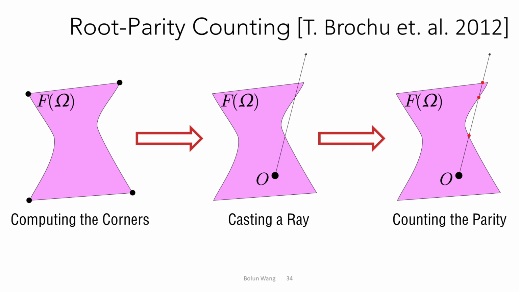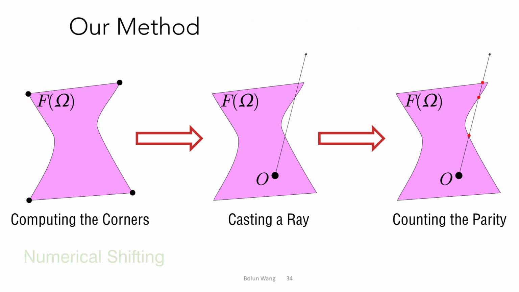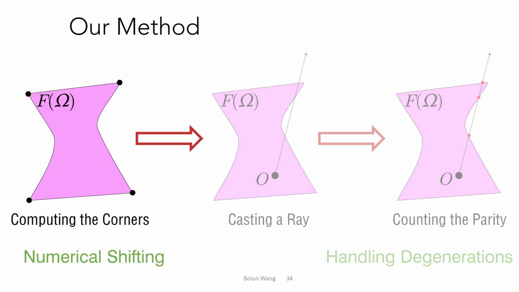Therefore, we propose our method. We employ a numerical shifting method to exactly represent the corners using floating point numbers, and handle all the degenerated cases, making our algorithm an efficient and exact root parity counter. First, let me introduce the numerical shifting strategy.